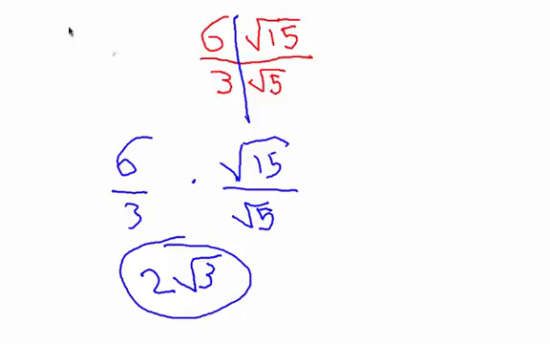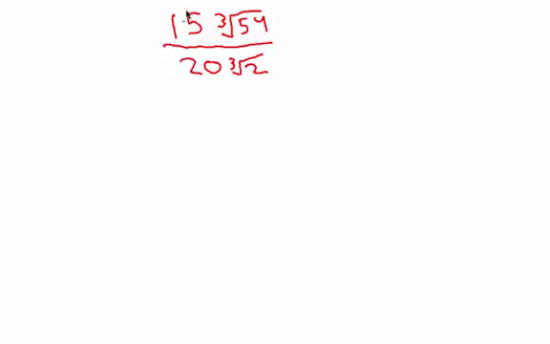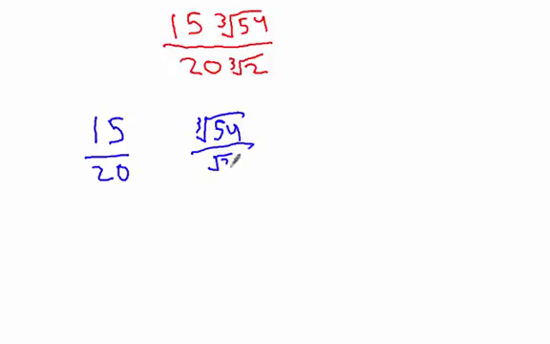All right. And finally, our last example. We've got 15 times the cube root of 54 divided by 20 times the cube root of 2. Well, do this problem. Once again, we split it up into two division problems. 15 divided by 20. The cube root of 54 divided by the cube root of 2. Over here, 15 divided by 20. That reduces to give us 3 over 4.